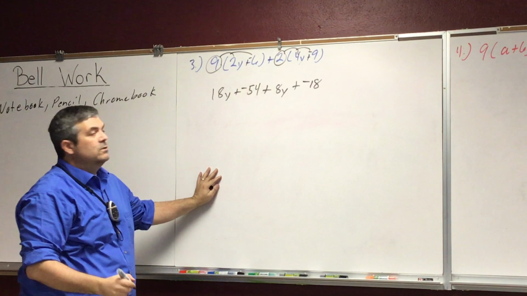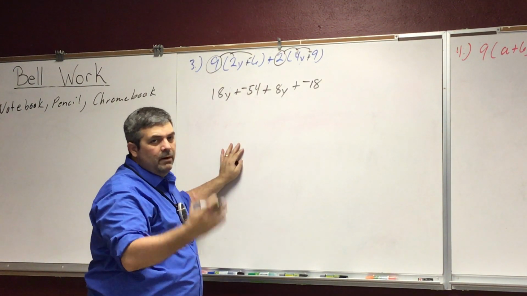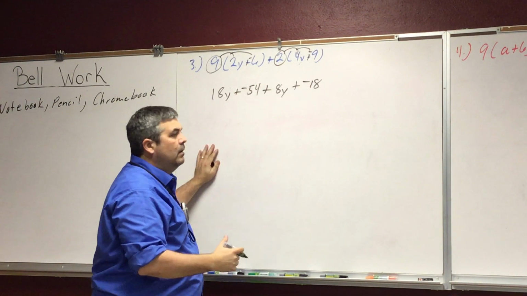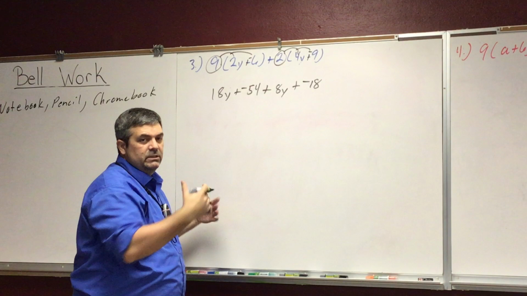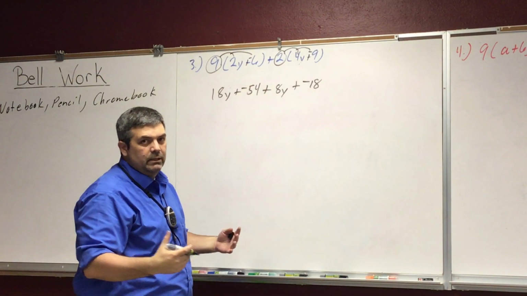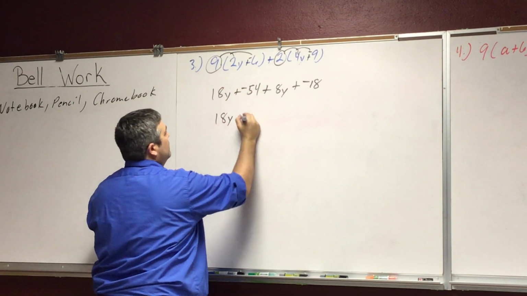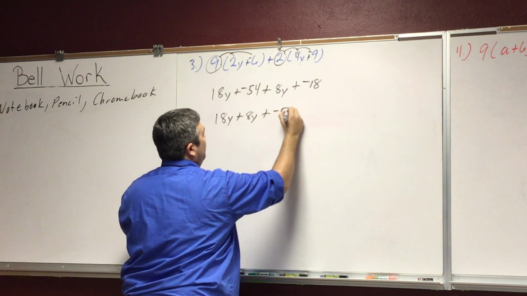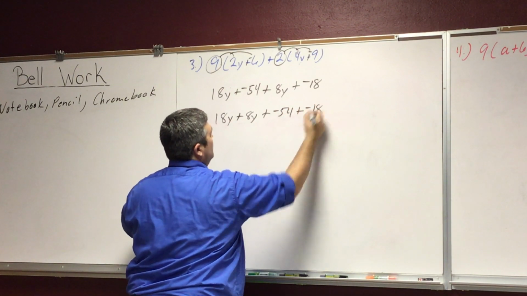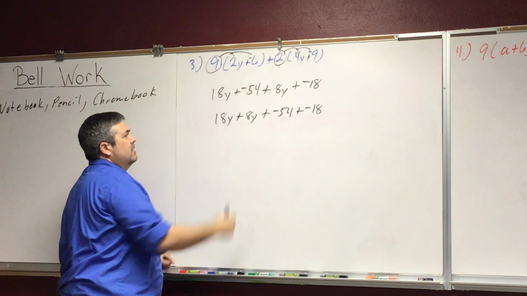Now I'm going to rewrite it so that it's easier for me to combine like terms. Again, are you always going to rewrite this here? Maybe, maybe not. Depends on you. I suggest it until you get really, really good at this. So I suggest you do it for a little while until you get really comfortable. 18y plus 8y plus negative 54 plus negative 18. Use that, use that, use that, use that. Yep, I'm good. Now combine these.